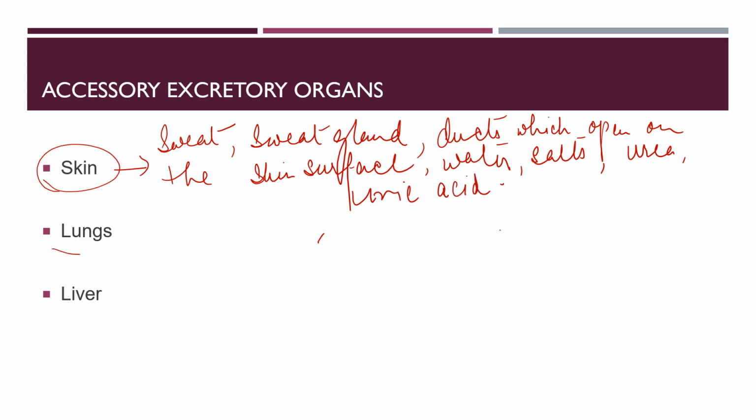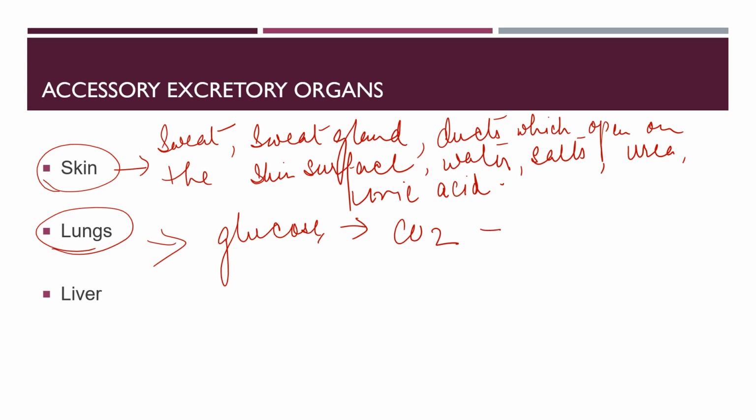Now another thing is the role of lungs. In the previous slide we said that from respiration we get carbon dioxide, right? Carbon dioxide is produced during the breakdown of glucose. So glucose breakdown during respiration gives us carbon dioxide, which passes from the blood into the lungs and is exhaled through the nose.